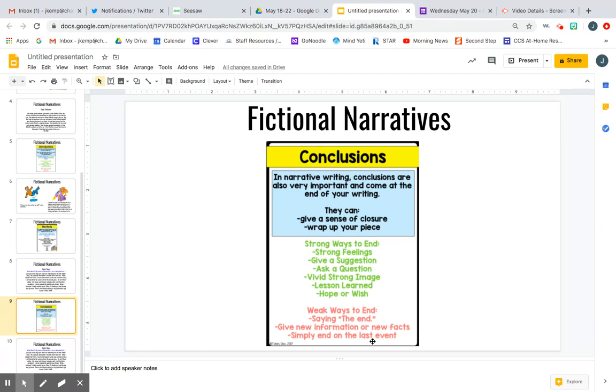So if I just ended right there, I would kind of be ending on the last event, this bottom one, which is red. We don't want to do that. I think I'm going to add strong feelings. I'm going to say how Charlie felt.